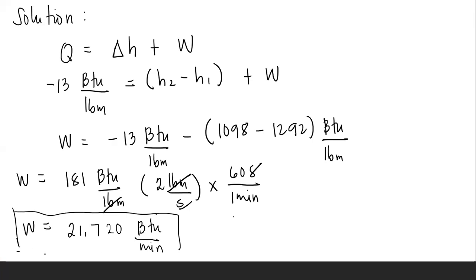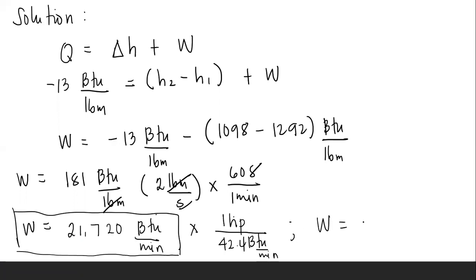Okay. You have now your BTU per minute. Then we have to convert this one times 1 horsepower. 1 horsepower is equal to 42.4 BTU per minute. This one is the conversion. Therefore, your work now is equal to 512.26 horsepower.